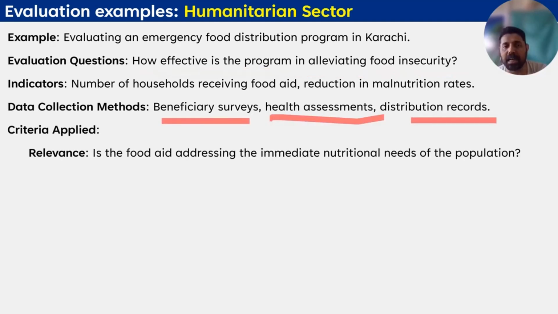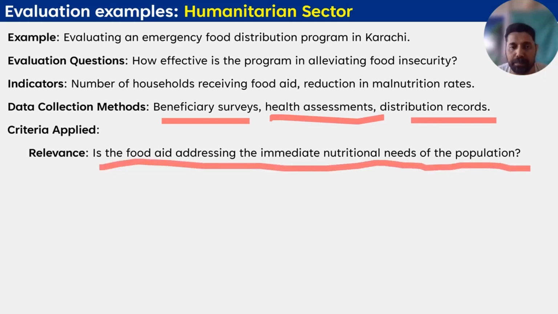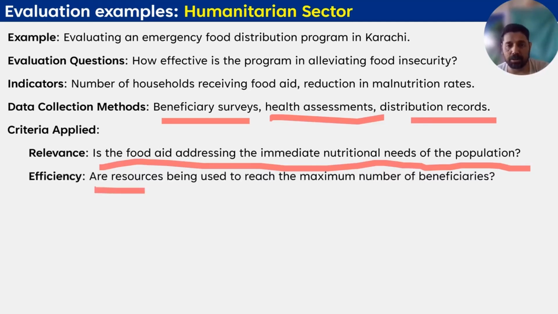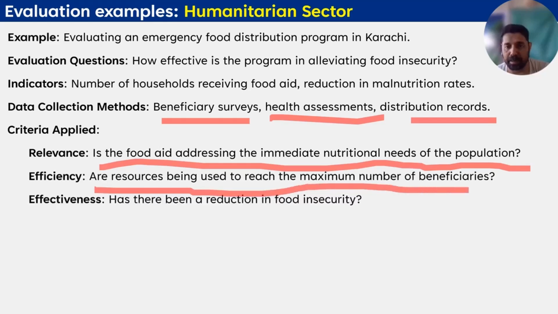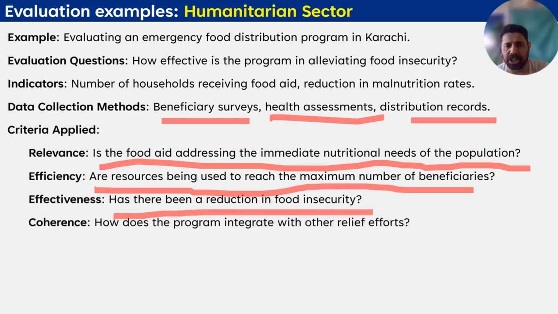Your criteria apply. Relevance, is the food aid addressing the immediate nutritional need of the population? For example, you have provided food, so whether they actually required food or they needed some cash or other non-food items, etc. Efficiency, are resources being used to reach the maximum number of beneficiaries? Has there been a reduction in food insecurity?